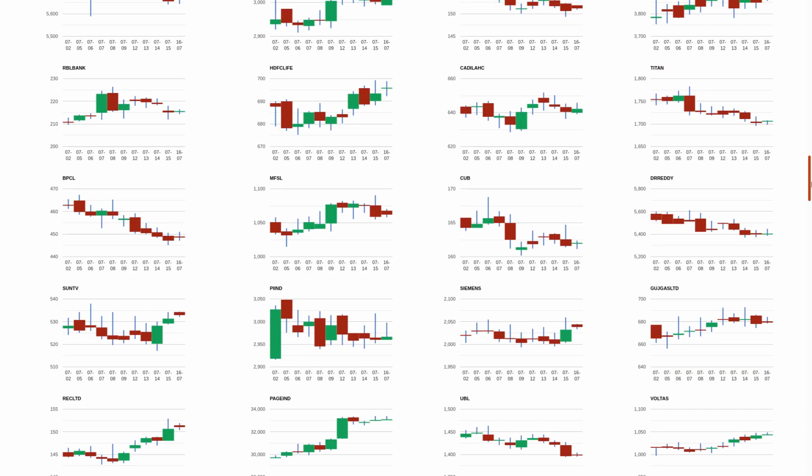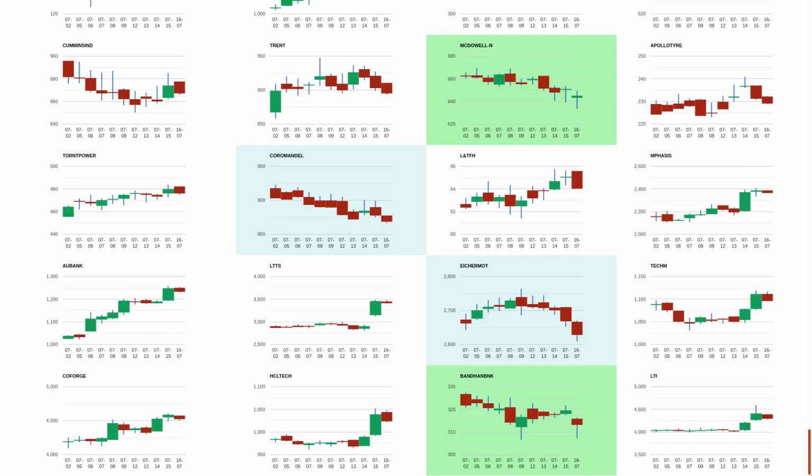And other than that, if we look at the lower quadrant, we can see McDowell India may be a very good reversal candidate, and so is Bandhan Bank. Though I will not trade Bandhan Bank because it's looking really weak right now, but definitely McDowell's can be tracked for a reversal.